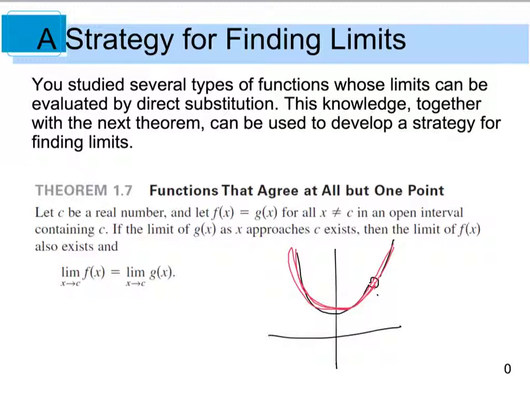So this is what this fancy explanation is saying. If we find that f of x equals g of x for all x except for our c, which is our open point, we can find out that the limit of f of x as x approaches c is going to be equal to directly substituting in c for g of x.